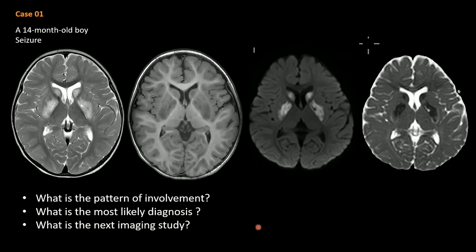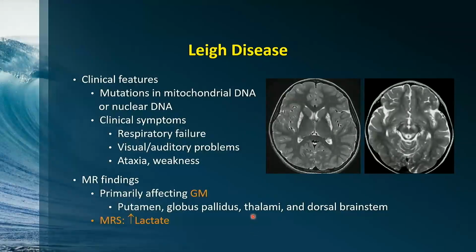So what is the next imaging study? This is the typical feature of Leigh disease. Leigh disease is also known as subacute necrotizing encephalomyelopathy, and is an inherited disorder caused by mutation of mitochondrial DNA or nuclear DNA. And the MR findings typically affect gray matter like this and the brainstem.